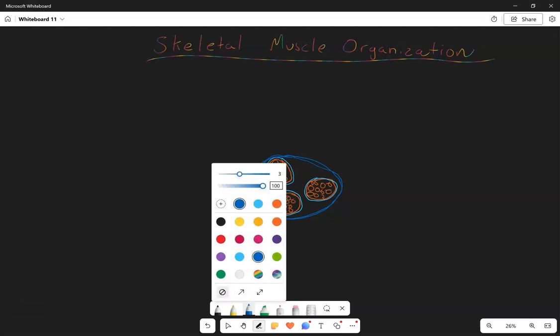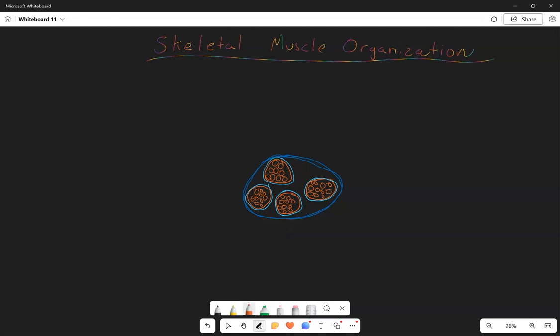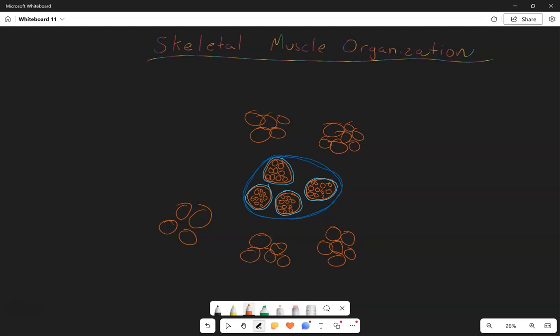So then you're going to have multiple fascicles. I'm just going to simplify some muscle cells over here, some over here, some over here, and then maybe we'll draw some up here and some up here. Each one of those is going to be grouped into its own fascicle, surrounded by that perimysium, like so.